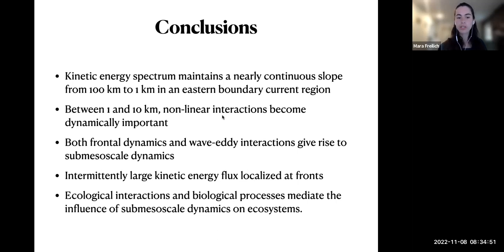From these observations, we were able to show that both frontal dynamics and wave-eddy interactions give rise to these sorts of nonlinear dynamics, meaning this correlation between stream function and velocity potential. In terms of kinetic energy flux, we find that intermittently large kinetic energy flux is localized at fronts. And finally, although I didn't go into the details of this, ecological interactions and biological processes both will eventually mediate the influence of these submesoscale dynamics on ecosystems.